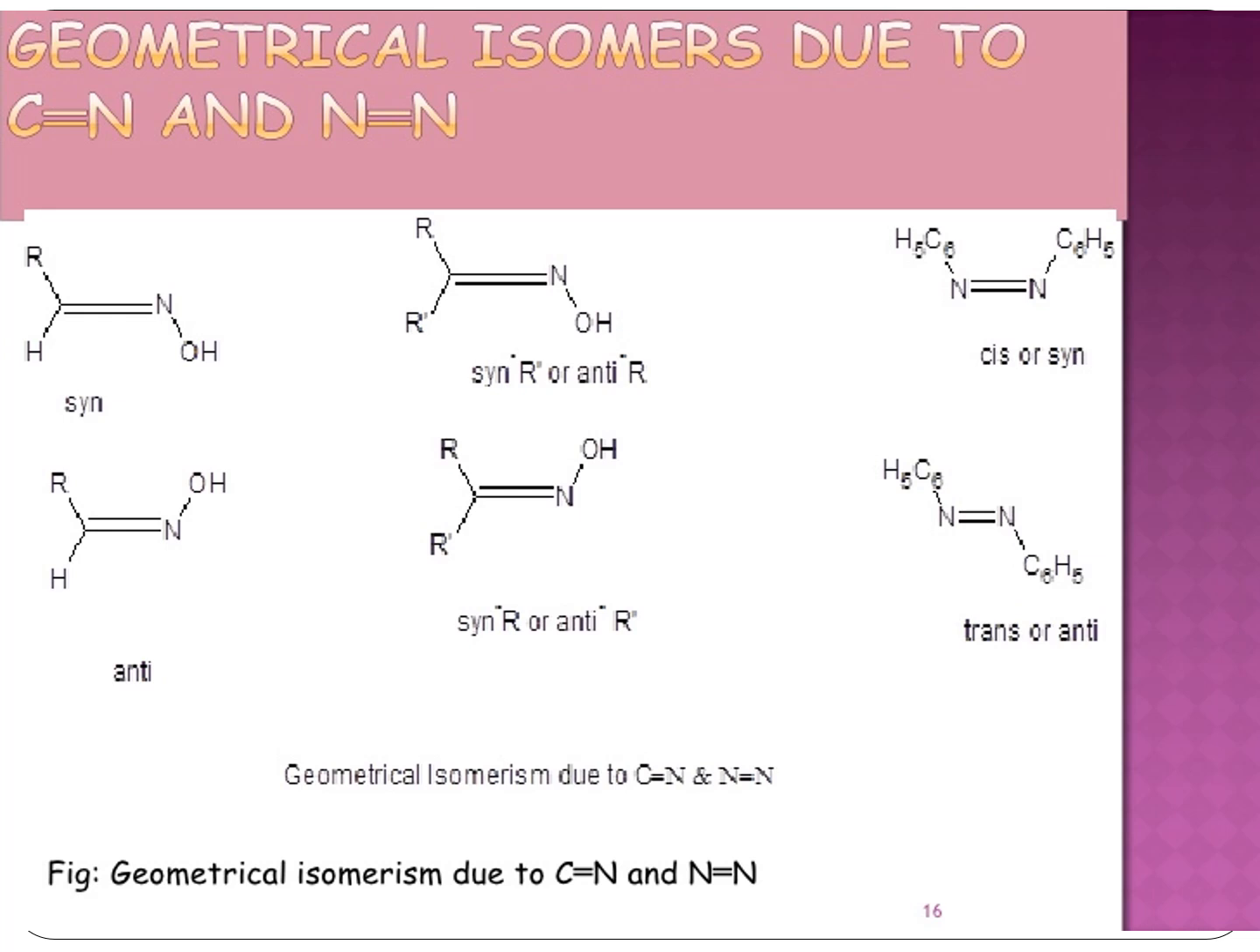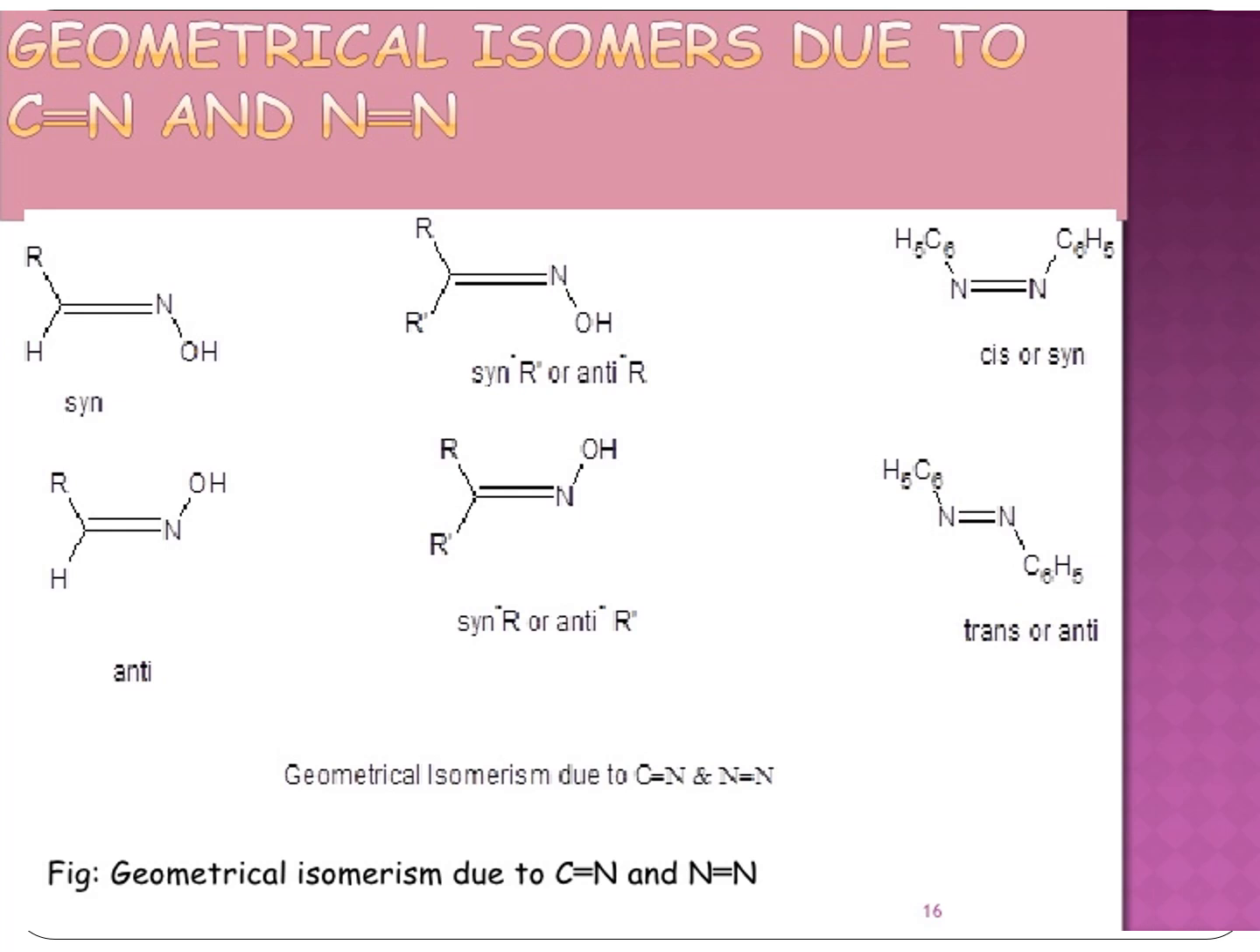Next is geometrical isomerism due to C=N and N=N double bonds. That is the next category of nomenclature, the syn and anti system. You can see some diagrams here. In the first picture, the hydrogen and OH are arranged on the same side of the C=N, then it is known as syn. If it is on the opposite side, it is known as anti.